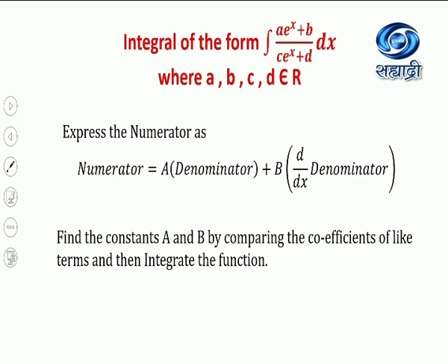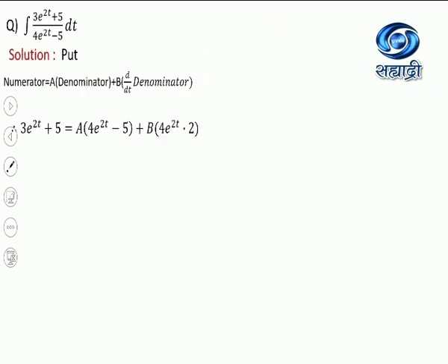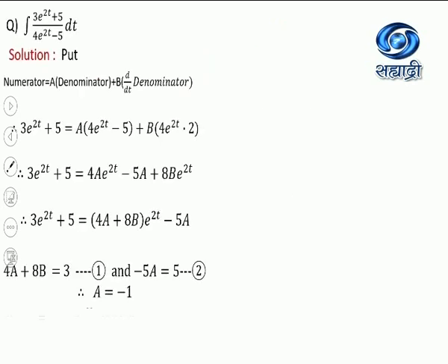Here note that a and b are any constants that we are taking. So we find the values of a and b by comparing the coefficients on both the sides. So let us see some examples on basis of these. Integration of (3e^(2t) + 5) upon (4e^(2t) - 5) dt. Here note that instead of x, the variable is t. So that's why we have written dt.